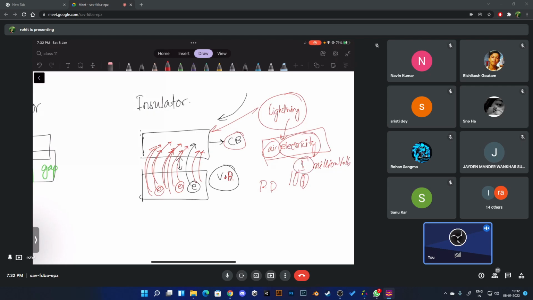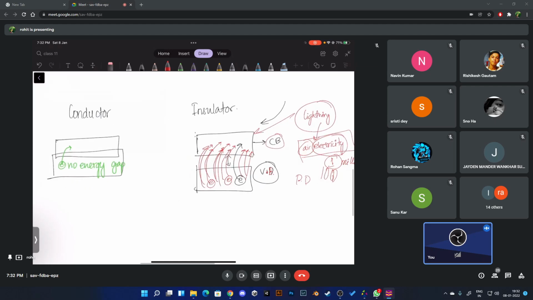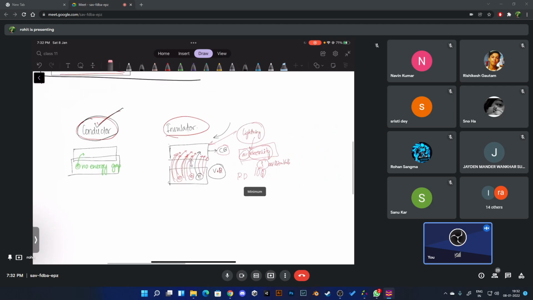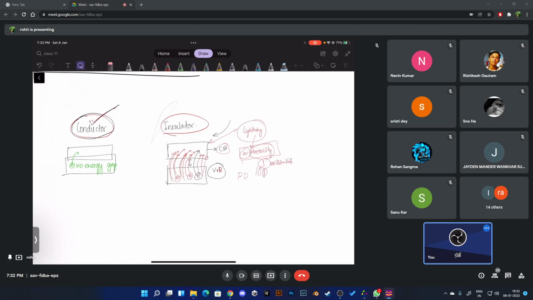Just imagine. Such a high energy is required to shift electrons from valence band to conduction band if it is an insulator. So obviously we will prefer what? If you want to pass current, we will prefer conductors, because we don't have to apply such a high voltage. We can apply 1 volt, 2 volt, and electrons can start moving. That is a different case.